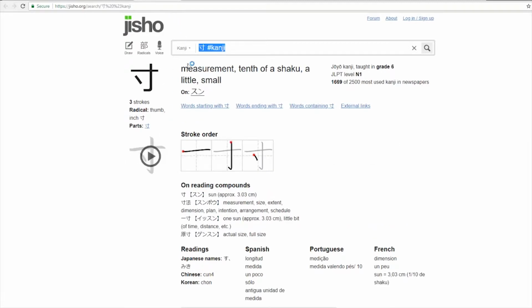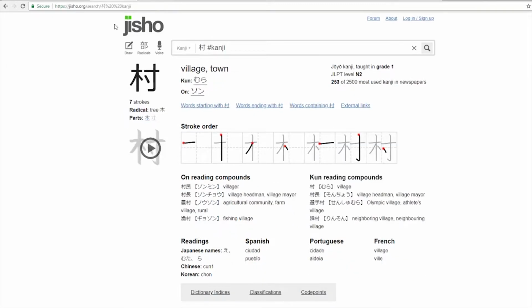Should have been able to read that. The next one we're going to look at is the one for village or town, and it has 2 parts here. It has the part for tree and the part for measurement. So it's kind of like an enclosure or a tree built around measurements or something like that. That's how you can kind of think of it.